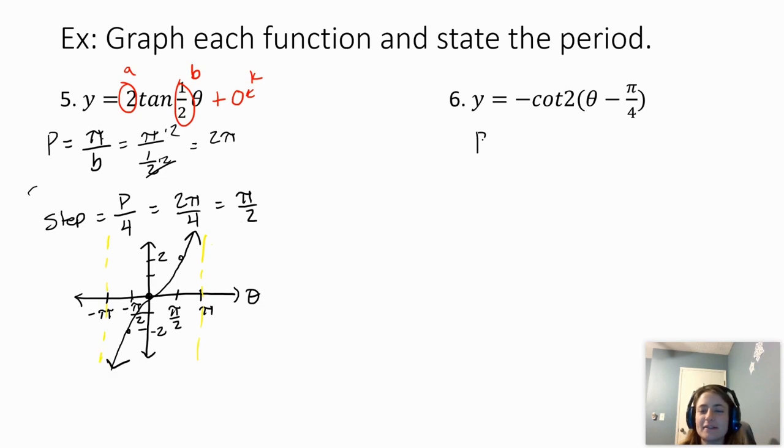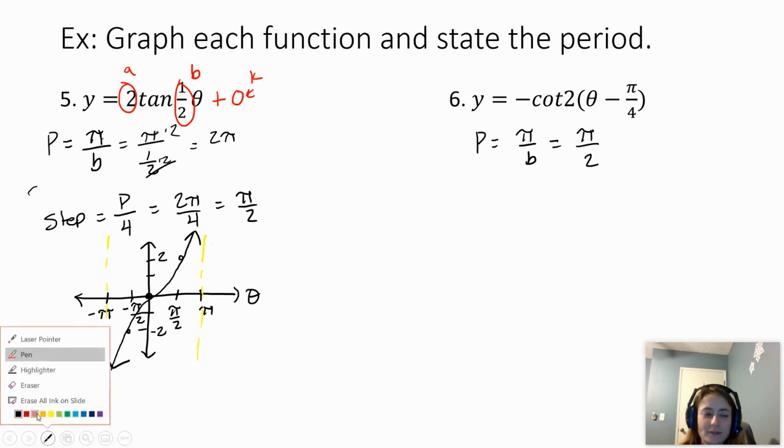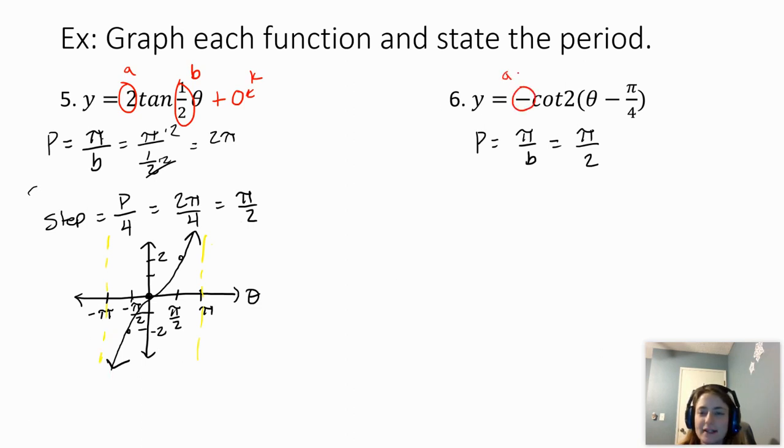All right, number 6, period. It's not going to be 2 pi over b, it's pi over b, because we're looking at cotangent here. So our b is 2. Oh, let me circle those. Don't want to forget. Here is our a. We're flipping it because it's negative. Here's our b. Here's our horizontal shift. And that's our k, where the middle point would be. So no change there. Okay, so our new period is pi over 2. So we're squishing it. Instead of being pi, it's now pi over 2.